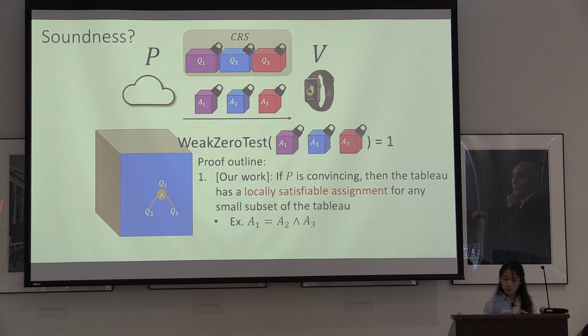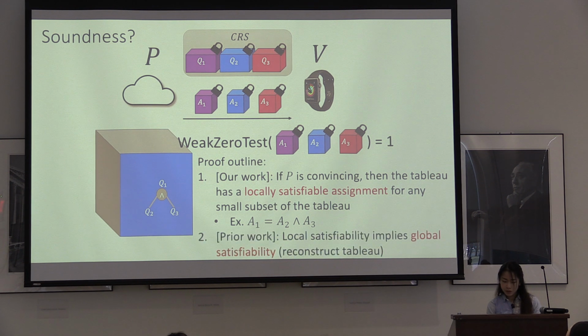The proof outline for how we show soundness is we show that if the prover is convincing, then this tableau has a locally satisfiable assignment for any small subset of the tableau that we query. So for instance, if the queries that we have in the CRS are Q1, Q2, and Q3, which correspond to an AND gate in the tableau, and P sends back accepting answers, then the answers must satisfy this AND gate. So that's the first step.